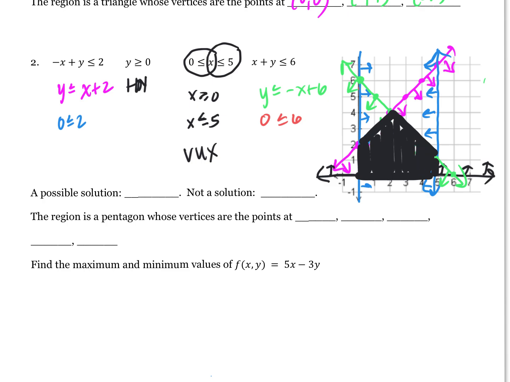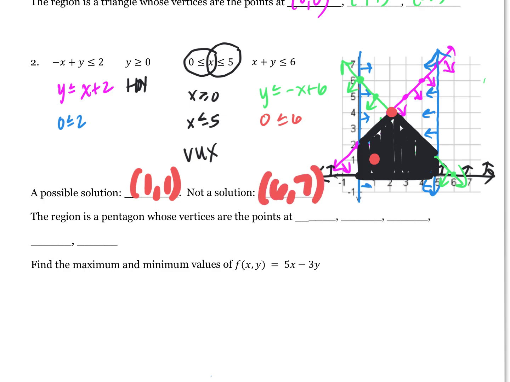Give me a possible solution. What's a point in this house? 1, 1 would totally work. What about 2, 4? Do we think 2, 4 would work? It's like the peak of the roof. Would it work? Yeah. Okay, not a solution: 6, 7. Give me your beats, I just came up with that one. We've got to choose it, right?